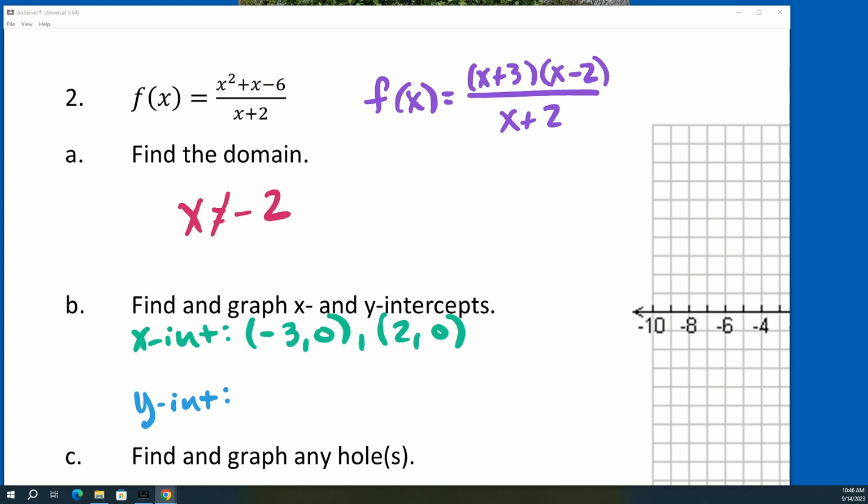What version do I want for the y-intercepts? Original or factored? Original. We could do both, but original is going to be way easier. So all we have to do is kind of cover up or ignore anything that has an x. And then what does that reduce to? -3. So 0, -3.